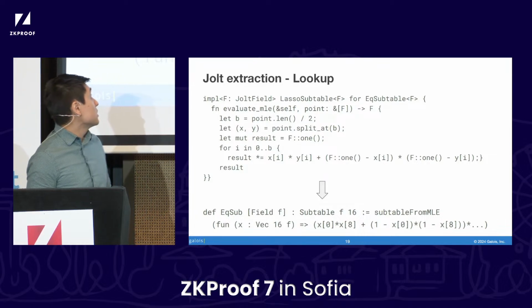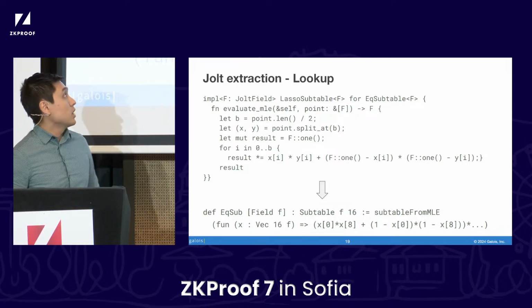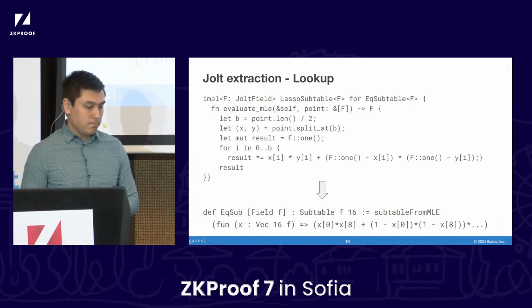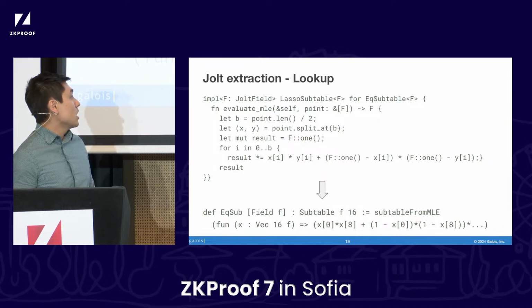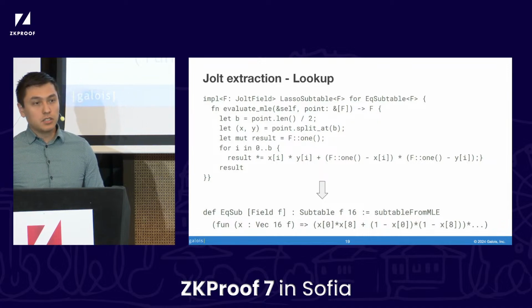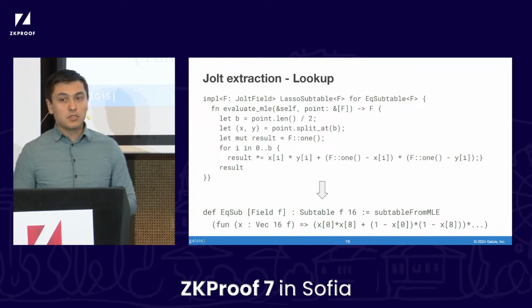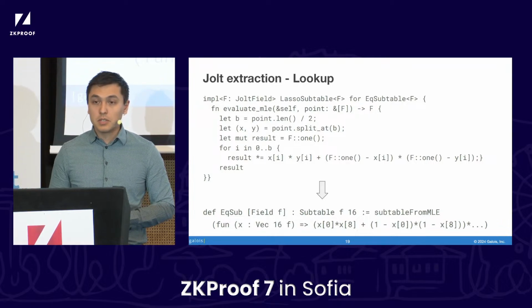Yeah, and this is basically constraining that either x and y are both 0 or they're both 1. And then here you can see this is our automatic extraction into zkLean. So we already have these representations available so that we can prove properties about them later.